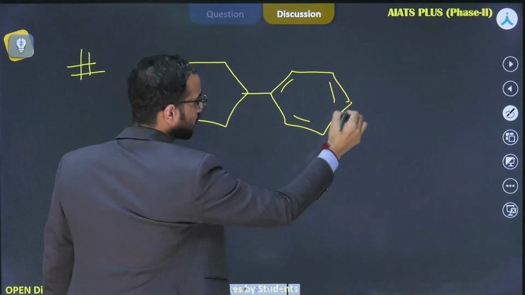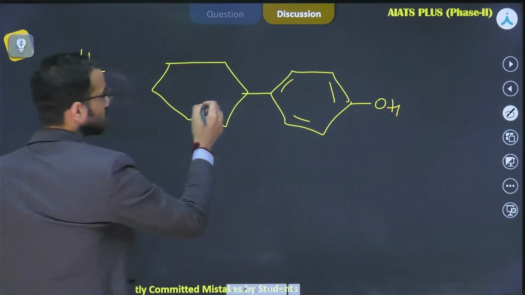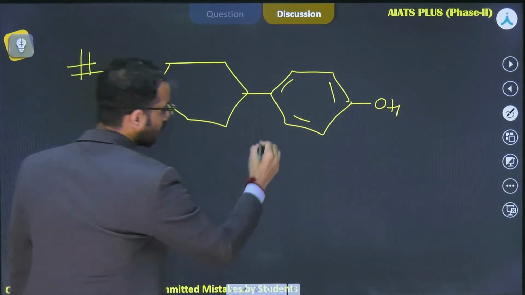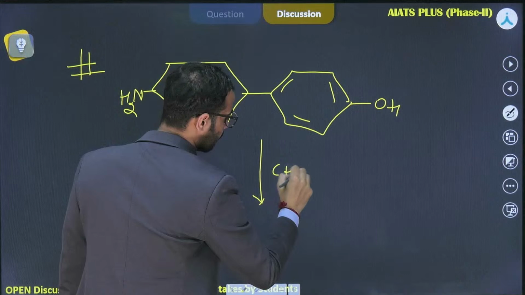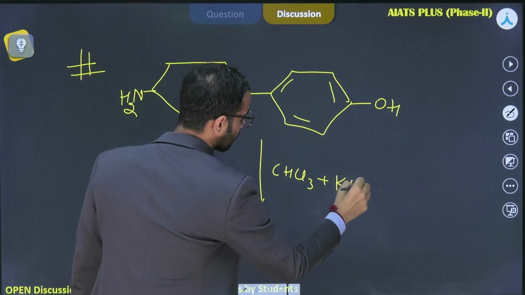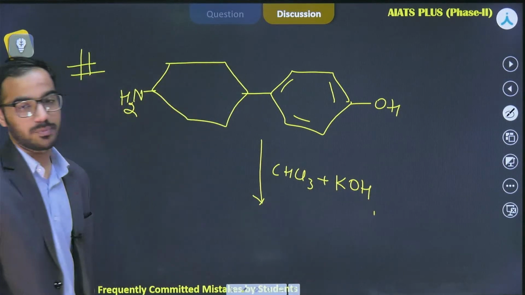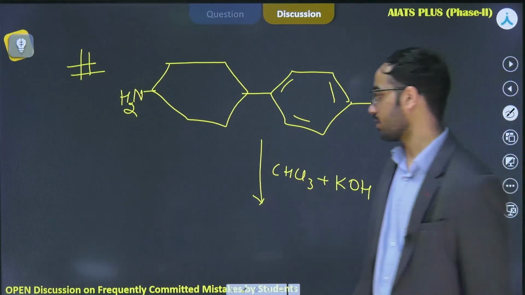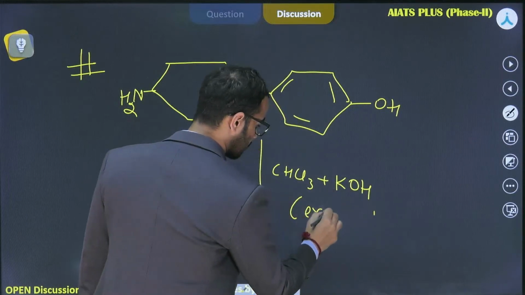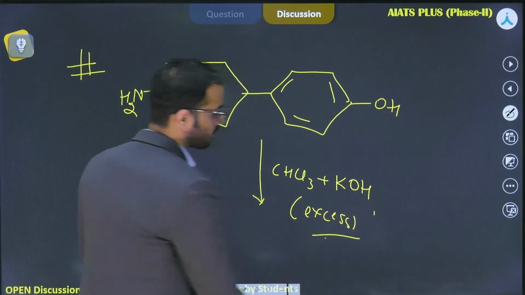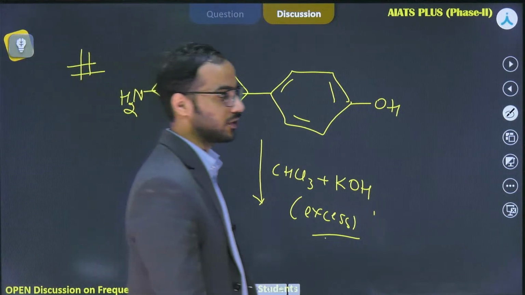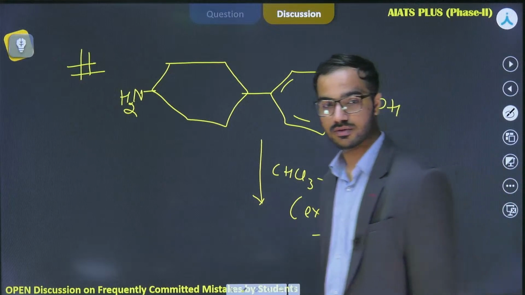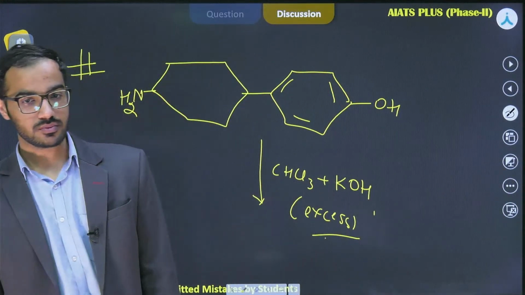Let us say you are having OH, you have taken NH2, and you are reacting it with, and you are taking it in excess. What will be the product formation? What will be the product? Can anyone?